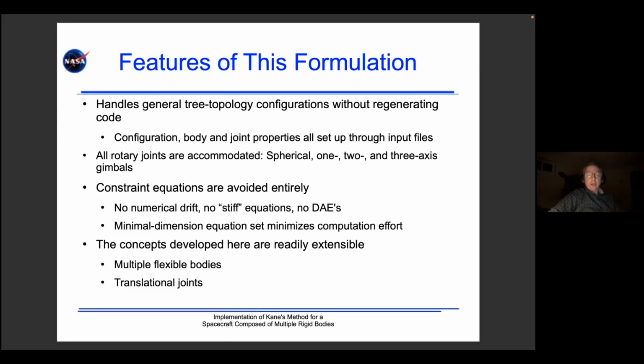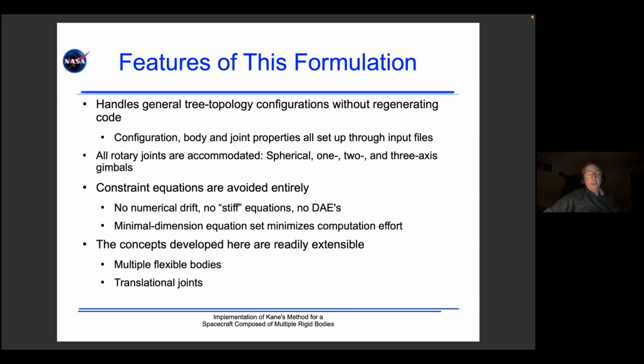The great thing about Kane's method, I gotta say, is that when you assemble a bunch of rigid bodies together and connect them and so forth, the motion is constrained by all those connections. And how do you find out what the dynamical equations are without having to also solve for all the constraints? There are various ways to do this.